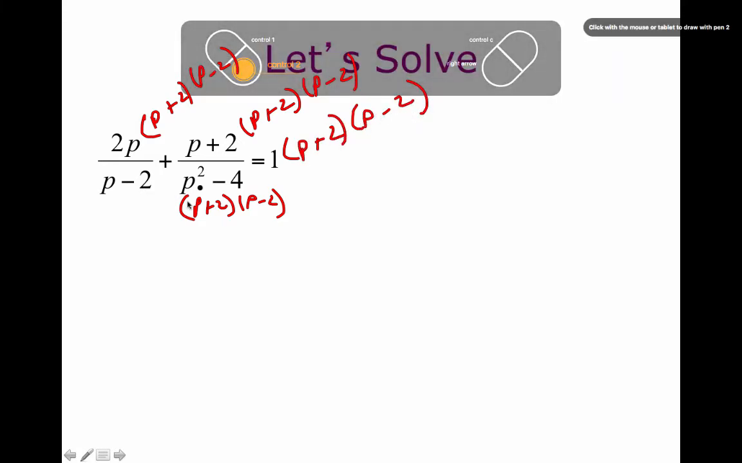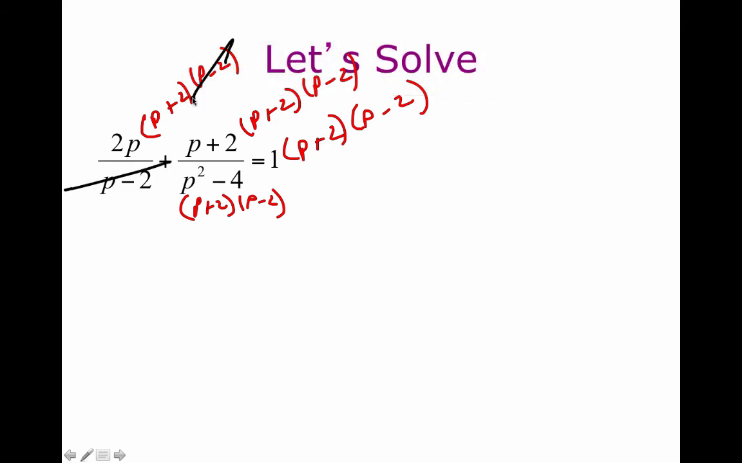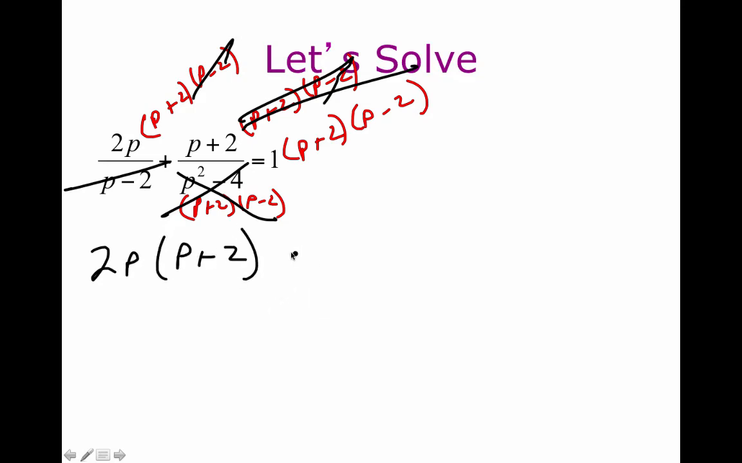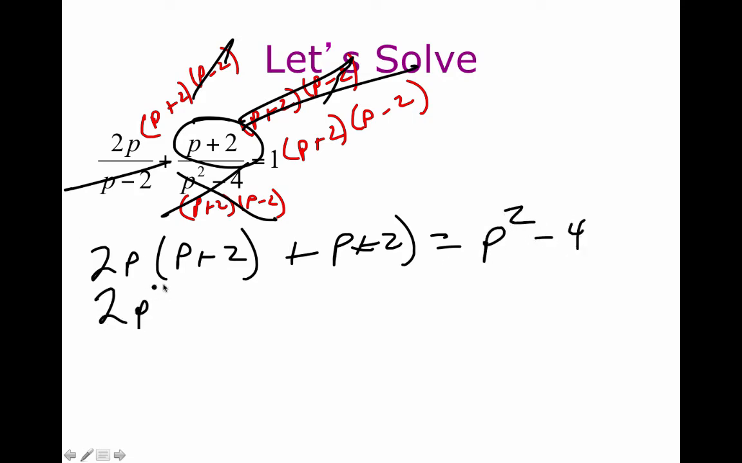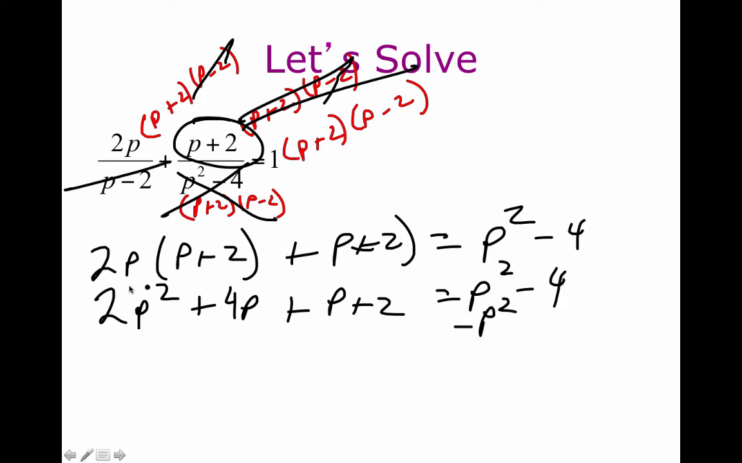Now watch what cancels out. The p minus 2's cancel off of that first one. This whole thing cancels here. That's why we did it. So I'm left with 2p times p plus 2 plus, this is still here, p plus 2 equals, that's going to end up being p squared minus 4. So now I get 2p squared plus 4p plus p plus 2 equals p squared minus 4, minus p squared, minus p squared, plus 4, plus 4.